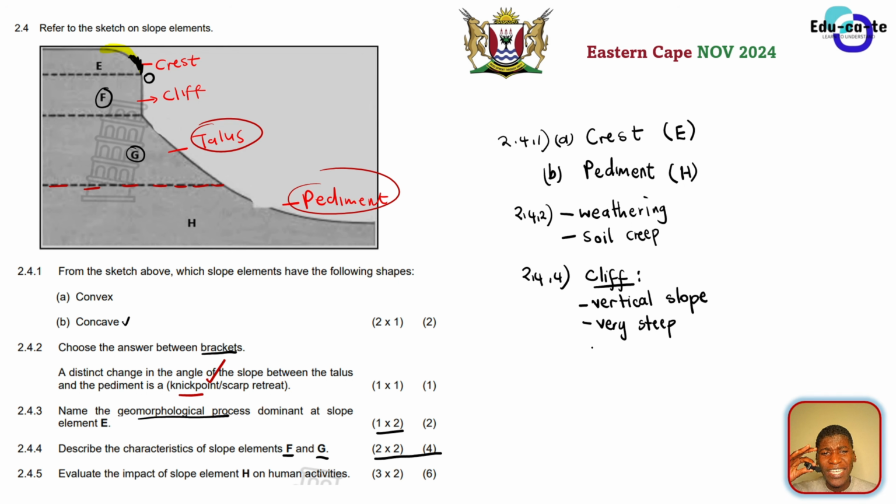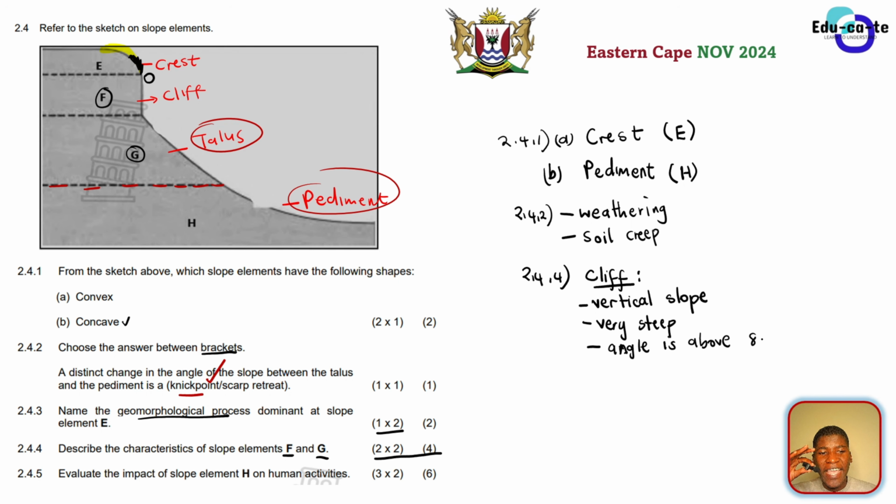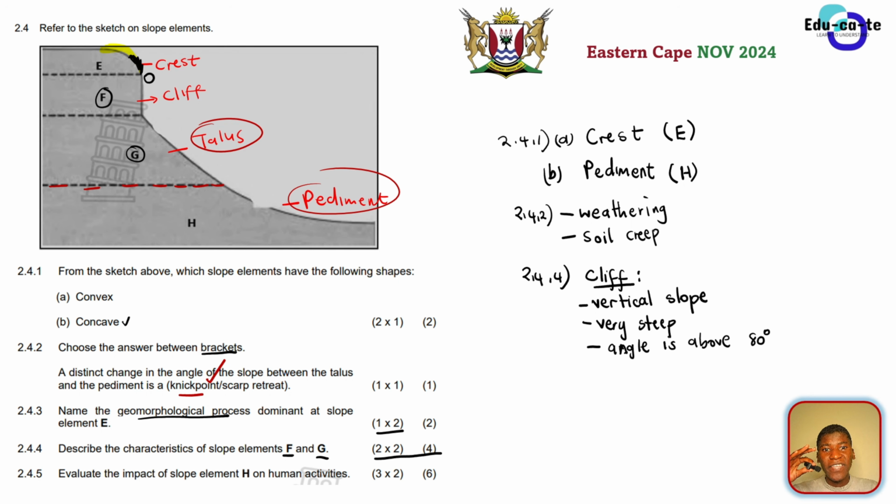The other characteristic that you can note about the cliff is that it makes an angle that is at least above 80 degrees or something like that. I probably didn't mention this in my previous video, but the angle that the cliff makes is above 80 degrees. I don't know if that's significant, but it can count as well. So the angle is above 80 degrees. This is the angle that is made by the cliff.